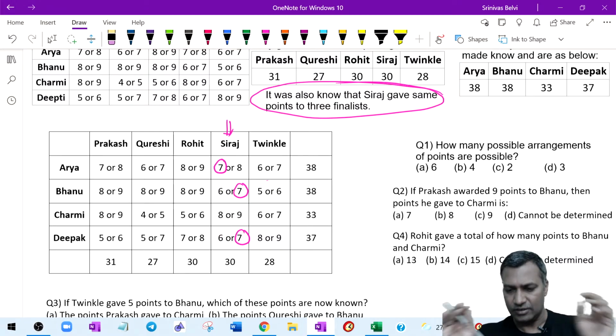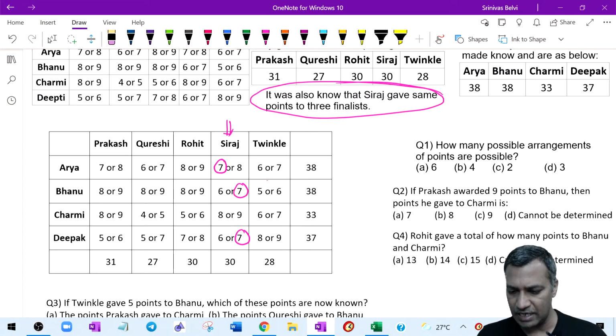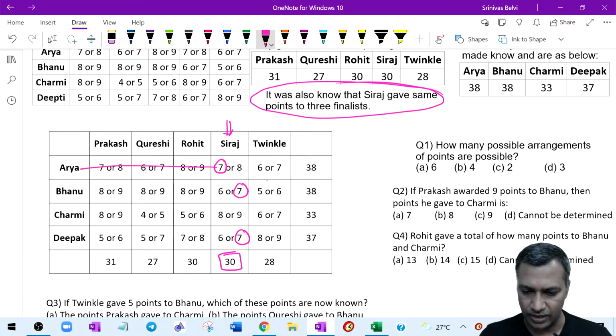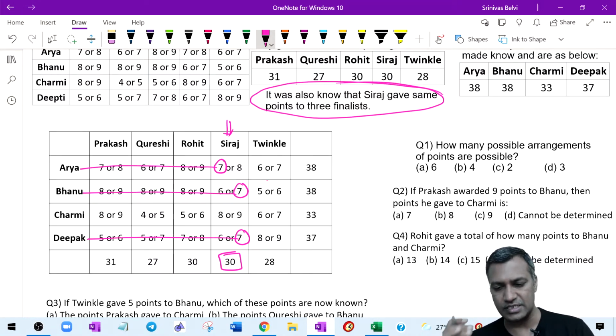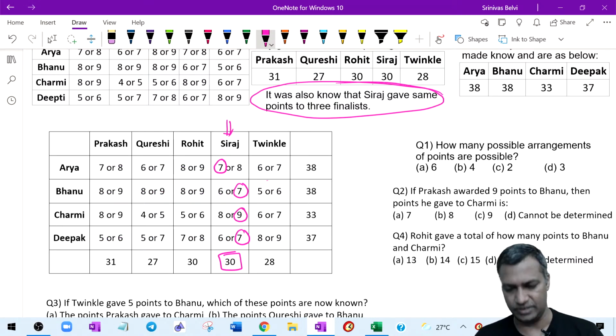Therefore, if I say that for the one number, all right, Siraj, I'll go there, I will freeze these three particular numbers, then I will try to get this total of 30. Siraj gave a total of 30 points, out of which he gave 7 points to Arya, 7 points to Banu, 7 points to Deepak, 7, 7, 7, 21. Therefore, we know that he gave 9 points to Charmi, which would become 30 points. That is point number 1.